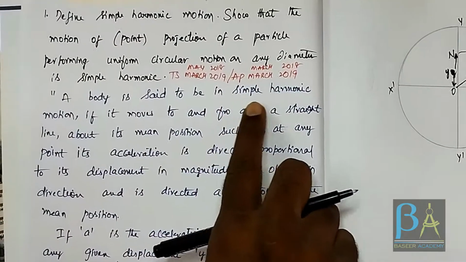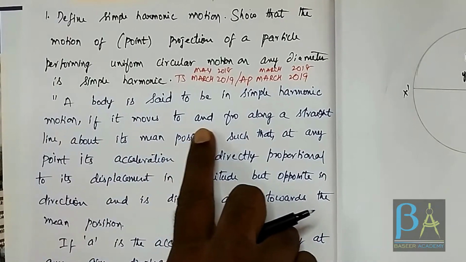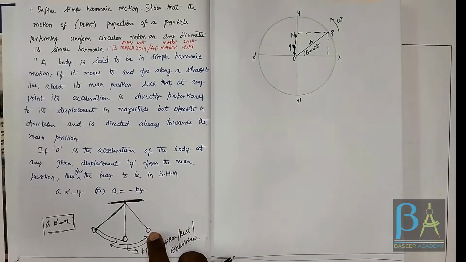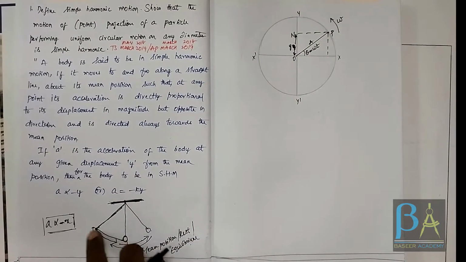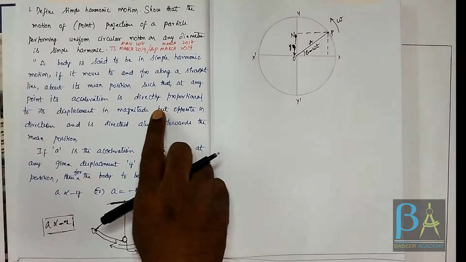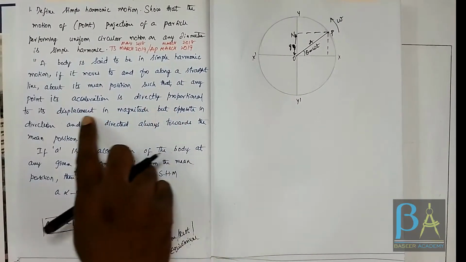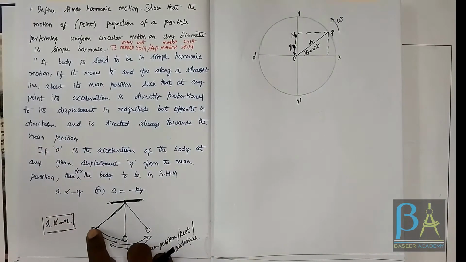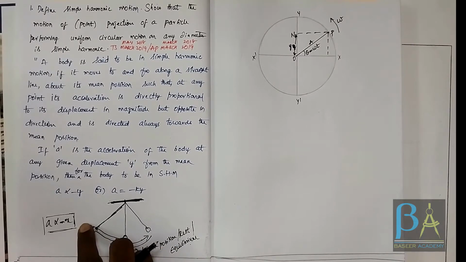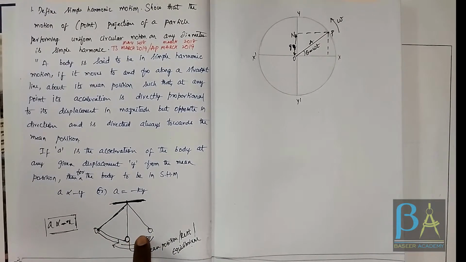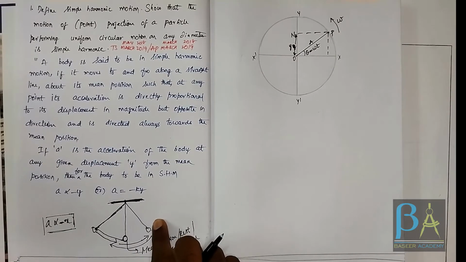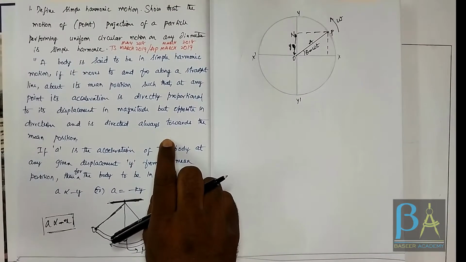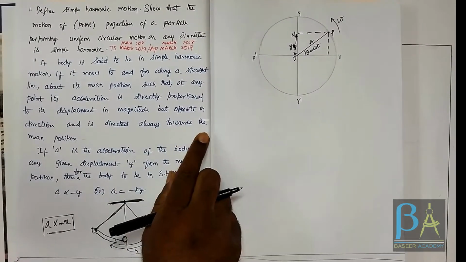A body is said to be in simple harmonic motion if it moves to and fro along a straight line about its mean position, and that's what is happening here. The bob is moving to and fro about the mean position, and the acceleration is directly proportional to its displacement, but in the opposite direction, and it is always directed towards the mean position. If you move it here, it tries going back to the mean position, and then it swings to this side, and then it again goes back to the mean position. So the direction is always directed towards the mean position.